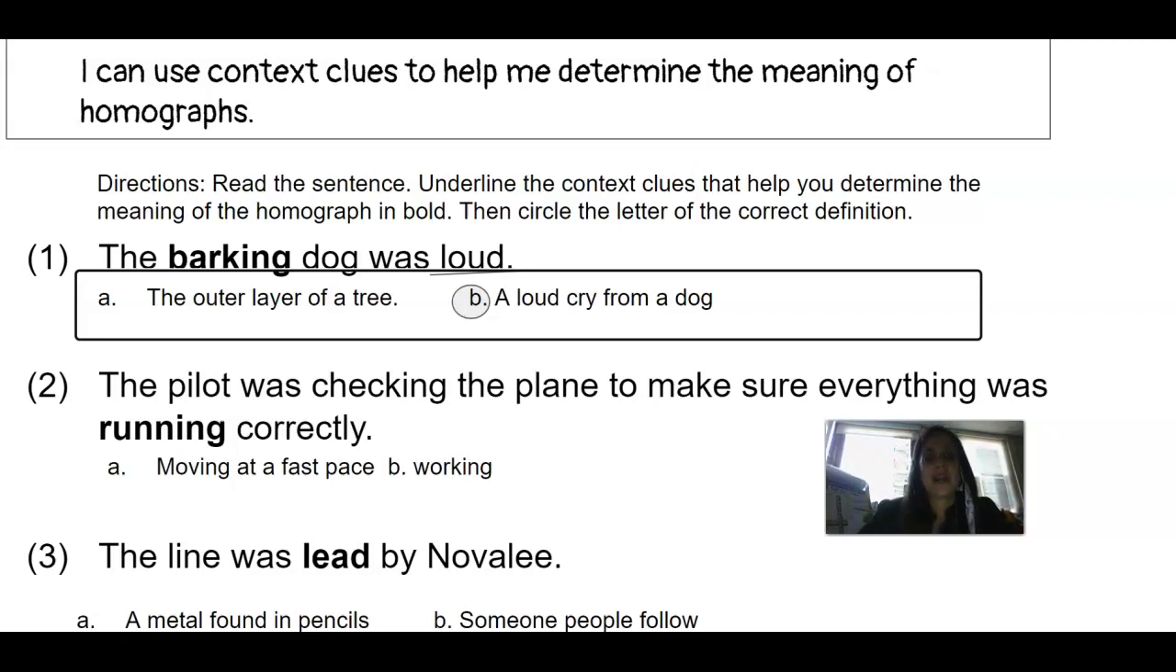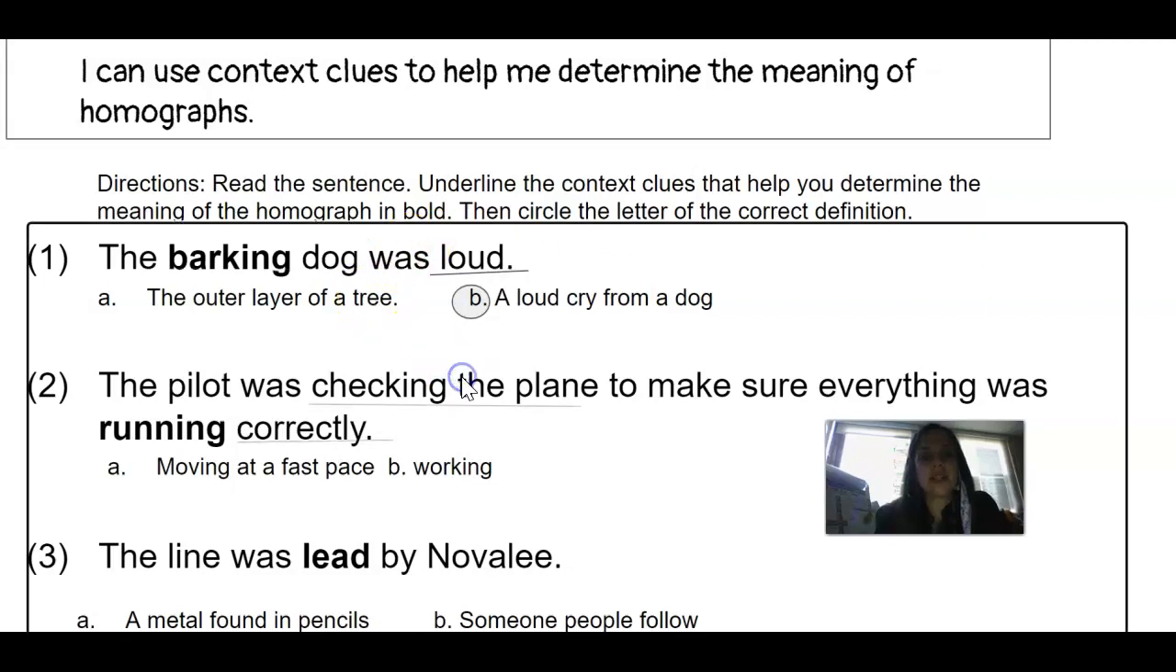Now I'm going to look at my context clues. The pilot was checking the plane to make sure everything was running correctly. I'm looking outside the word, checking the plane and correctly. Well, that doesn't mean that something's moving fast. That means it's working. So now I'm going to plug in. The pilot was checking the plane to make sure everything was working correctly.